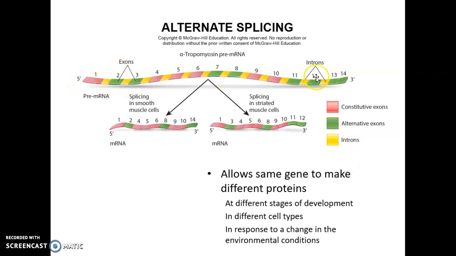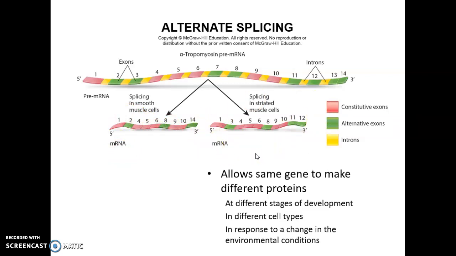Another thing that happens in eukaryotes is that we have alternate splicing. And of course, that cannot happen in prokaryotes because prokaryotes don't have introns. They don't splice. But what I'm showing you here is that I can use one gene and I can create two different proteins or two different pieces of mRNA, which will make two different proteins based on which of the exons I keep and which ones I splice out.